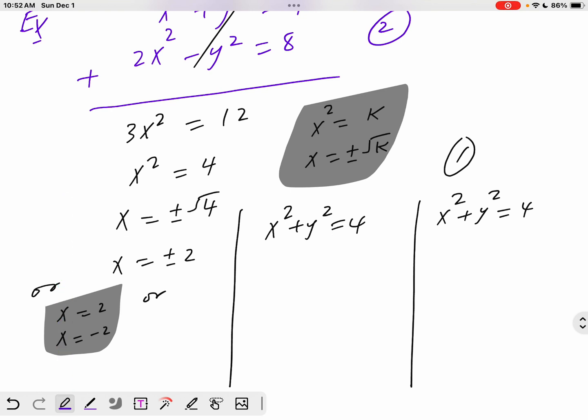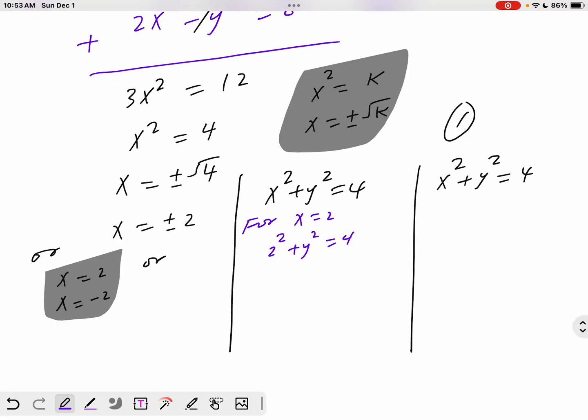So the first one is x equals 2. So the 2 squared plus y squared equals 4. This is 4 plus y squared equals 4. Move 4 to the other side, so y squared equals 0, then y equals 0. So when x is 2, the corresponding y value is 0.